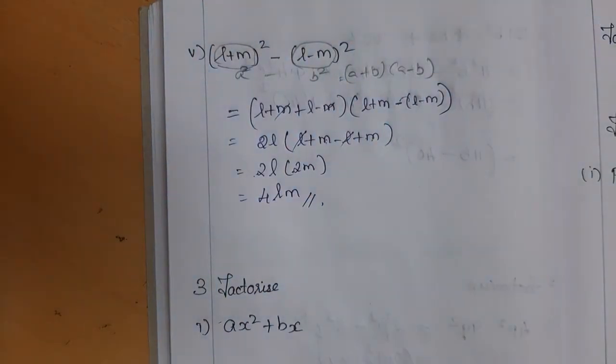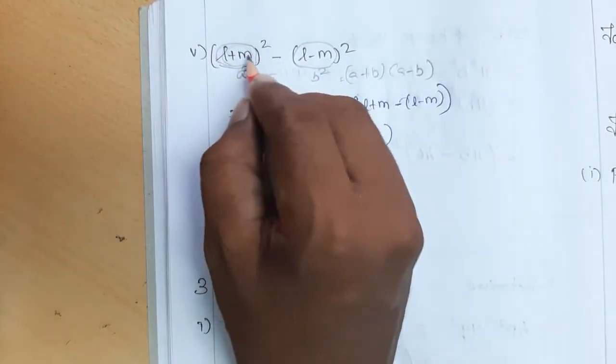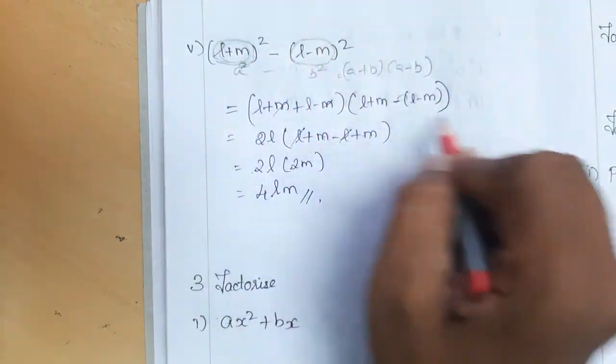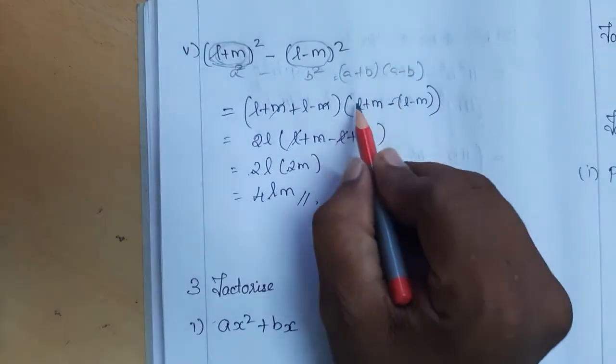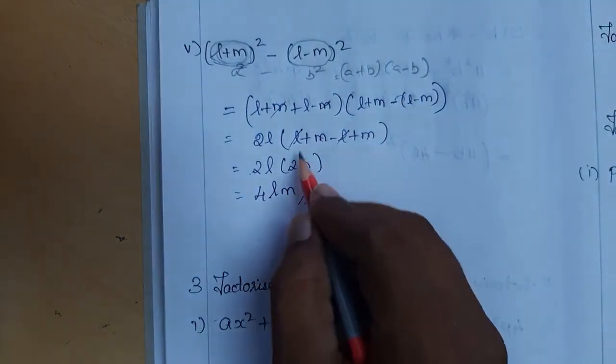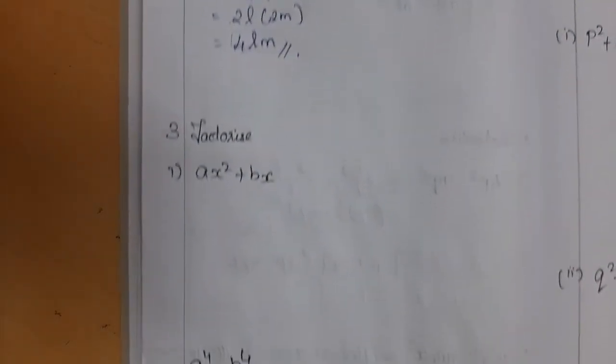Clear? The only thing is that we consider a as two terms, like a binomial. So we can just apply the identity and simplify. It is able to simplify, and everything cancelled. Finally we got the factor as 4lm.